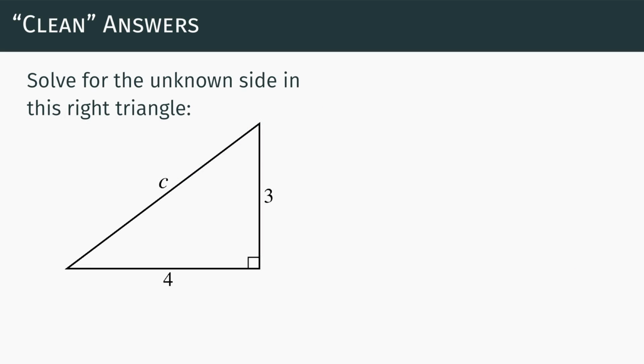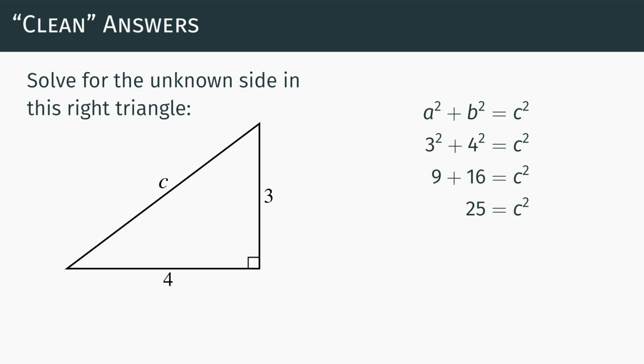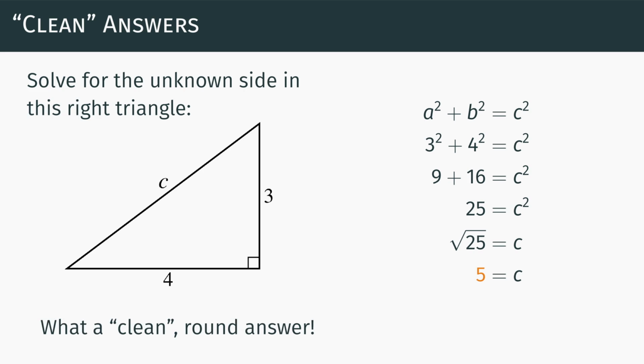So, say that we're trying to solve for the unknown side in this right triangle. We've got this unknown hypotenuse c, and we're trying to figure out its value. Well, we set up a squared plus b squared equals c squared. Our two legs are 3 and 4, so we've got 3 squared plus 4 squared equals c squared. We work this out: 9 plus 16 equals c squared. Put those together, we get 25 equals c squared. Take the square root, root 25 equals c. Hey, root 25, that's just 5. Oh, how nice. What a clean, round answer.